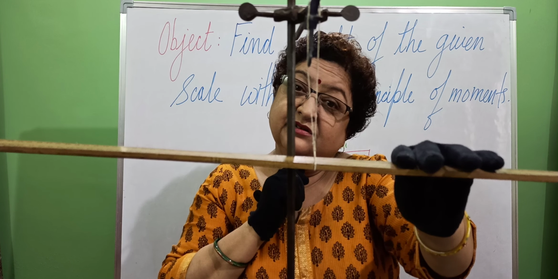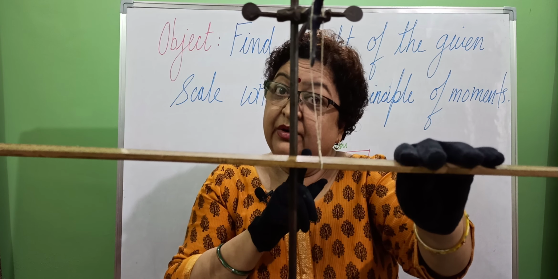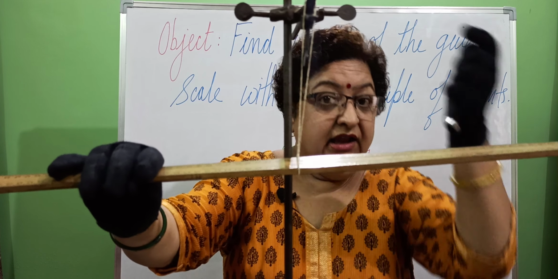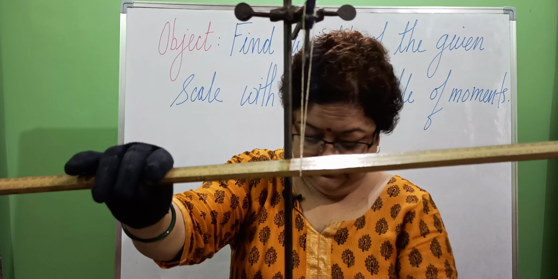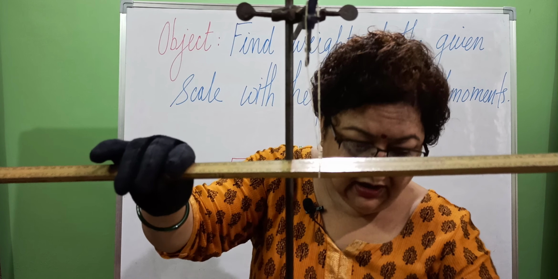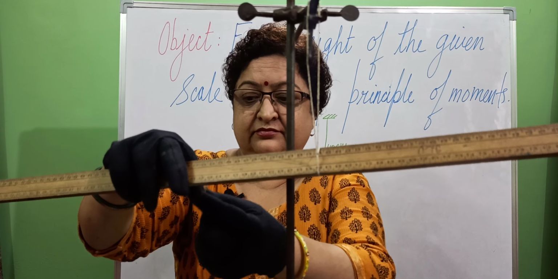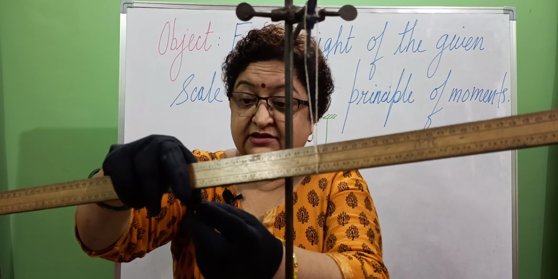Now what to do, beta? Now we will increase this weight that we are suspending, and now I'm going to use a 50 gram weight and let me see if I can balance the scale.